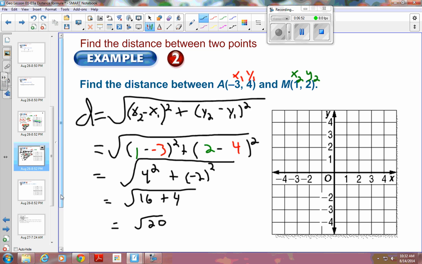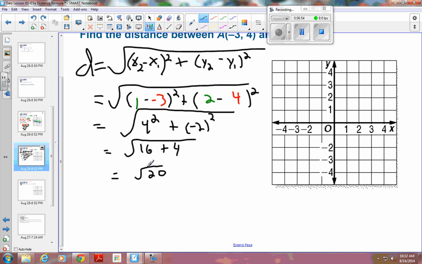And this year you're going to be expected to do one more step here. 20 isn't a perfect square, but I can break that down into the square root of 4 times the square root of 5. 4 times 5 is 20. 4 is a perfect square, so this is actually 2 square roots of 5, and that's what we're going to be doing this year with your answers, is writing them in this final form, this 2 square roots of 5 final form.